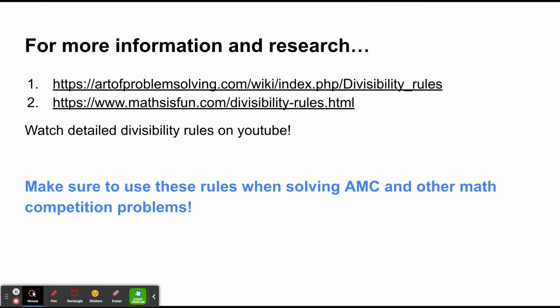So that's a wrap. Make sure to use these rules when solving AMC and other math competition problems because it will be really effective in your problem solving. Thank you.